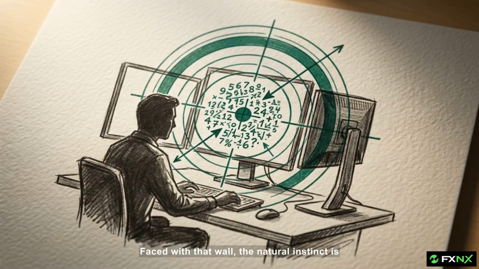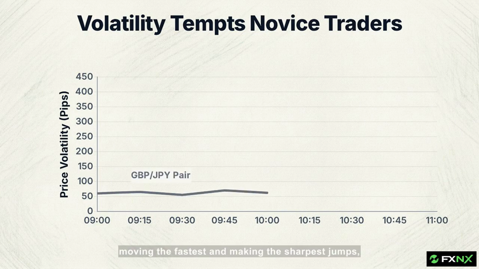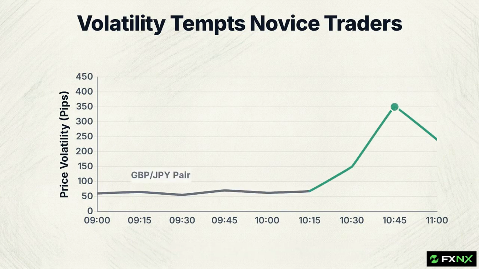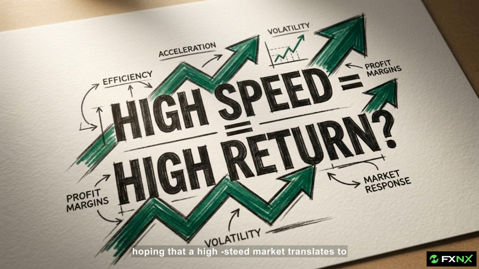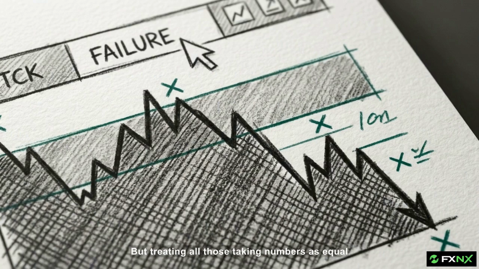Faced with that wall, the natural instinct is to hunt for action. A new trader will look for the currencies moving the fastest and making the sharpest jumps, hoping that a high-speed market translates to rapid profit. But treating all those ticking numbers as equal opportunities is a trap.